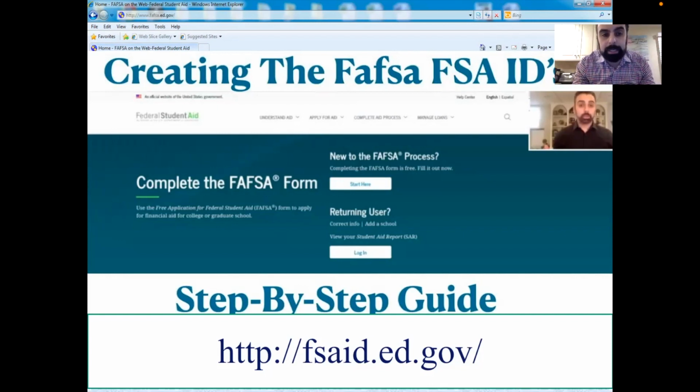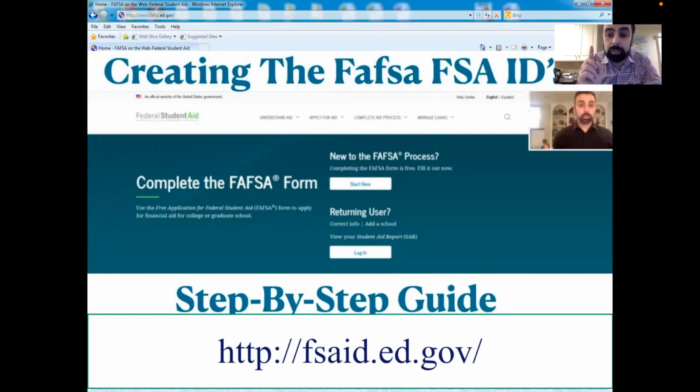Now, we've actually created, as you can see here, a guide to creating the FSA ID login. If you go onto our YouTube channel, we have a step-by-step guide to get you both IDs. You need the first ID to sign in. The first ID is the student's ID. The second ID is the parent's ID, and either parent can, by the way, get the ID for the parent.